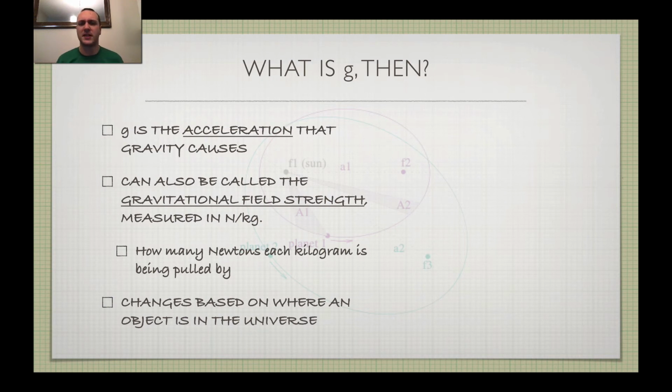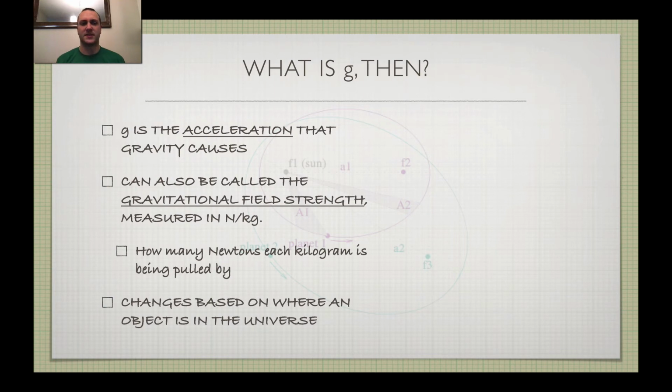So we have this big G, which then brings us back, well then what's little g? Little g is the acceleration due to gravity or the acceleration caused by gravity. Same thing. Remember, little g is not gravity. Gravity is the attractive force between two objects. Little g is the acceleration that is the result of that gravitational force.